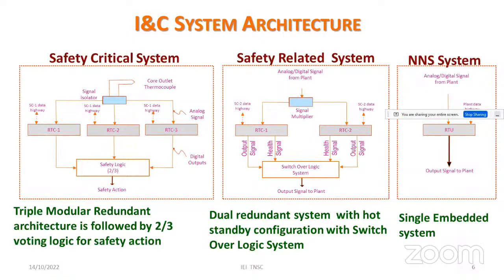Different architecture is followed for each category. For safety critical system, triple modular redundant architecture is followed with 2/3 voting logic.